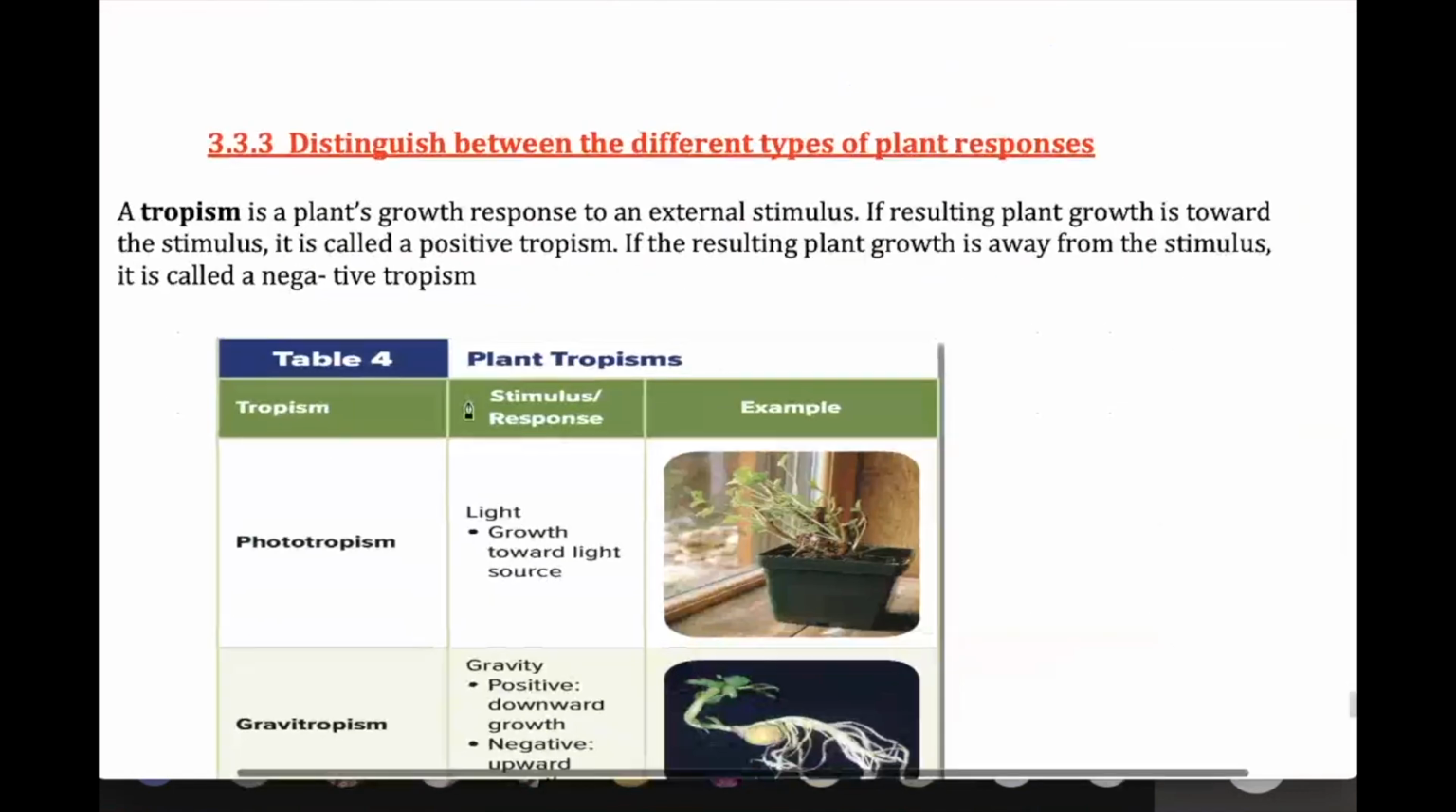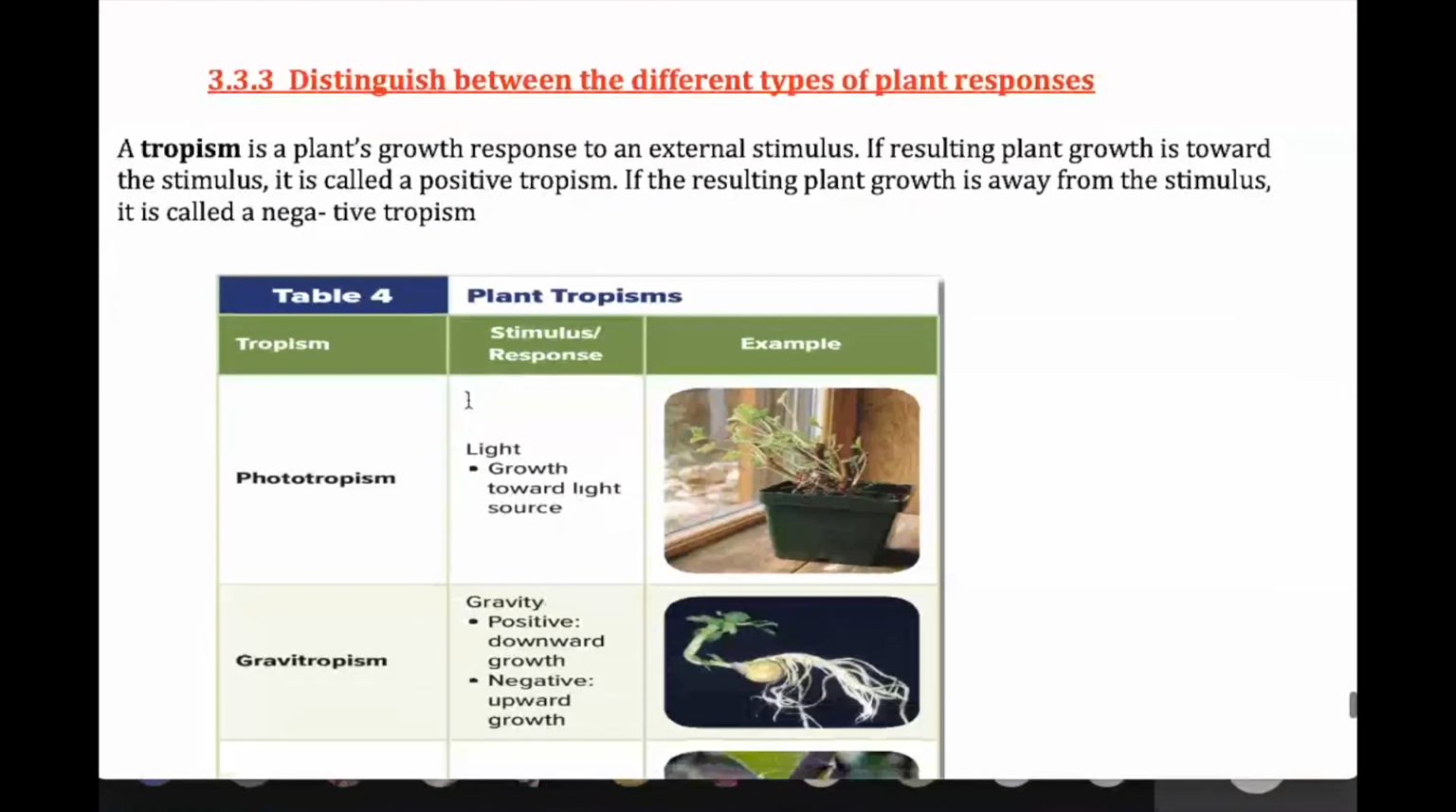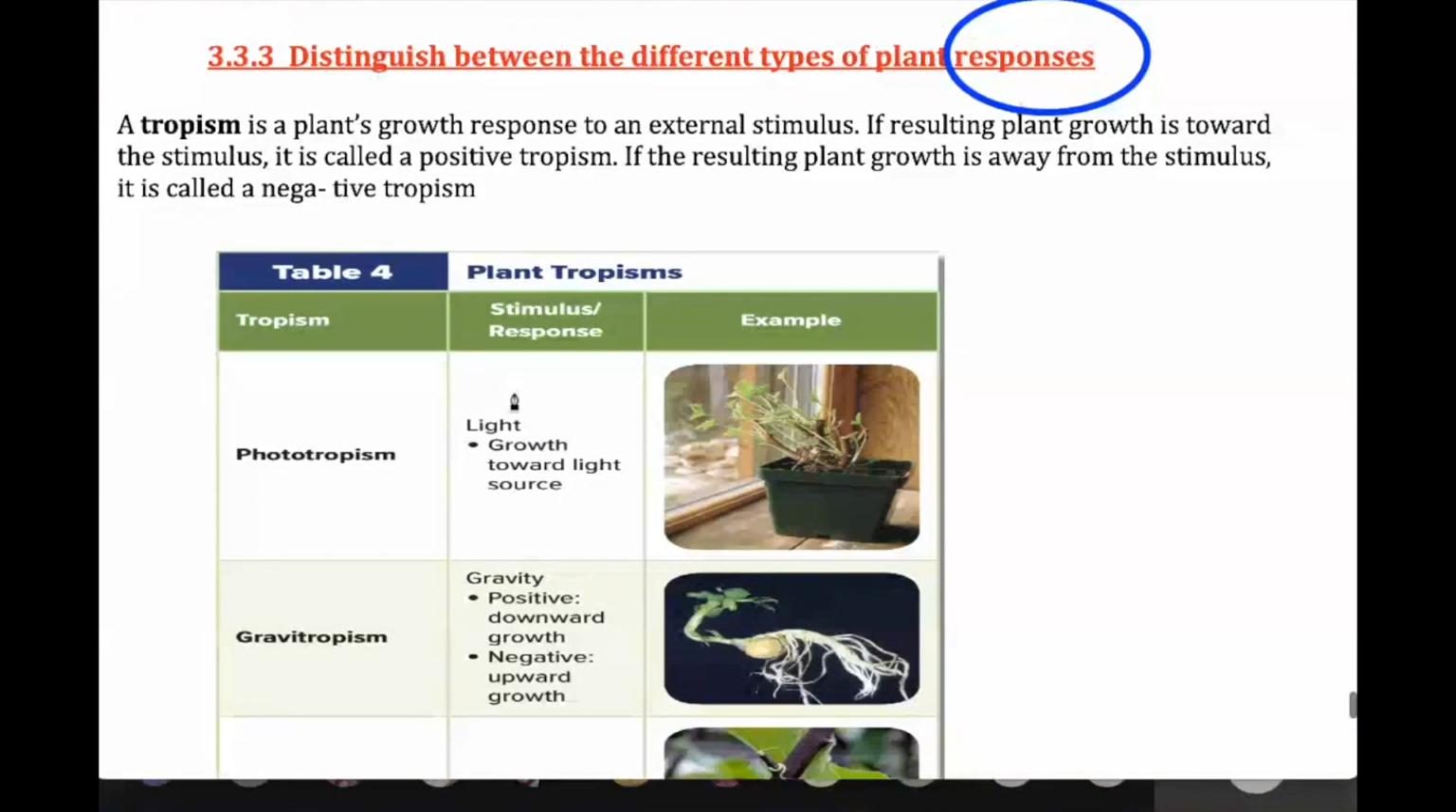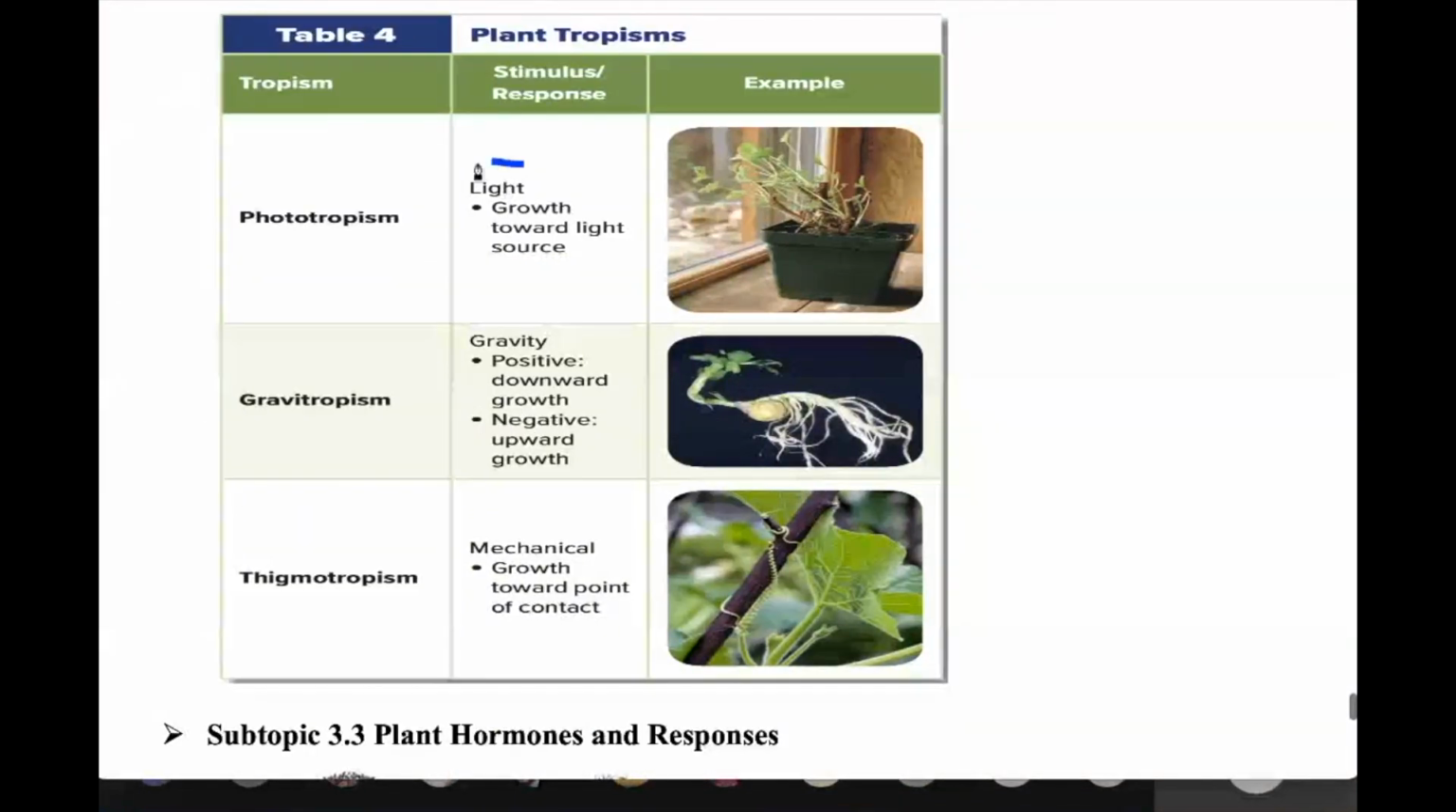Now the next thing which we need to see is the plant responses. We discussed that there is a stimulus, and this stimulus always causes a response in the plant. We have 3 types of stimulus: light, gravity, and some other mechanical stimulus like touch and contact.